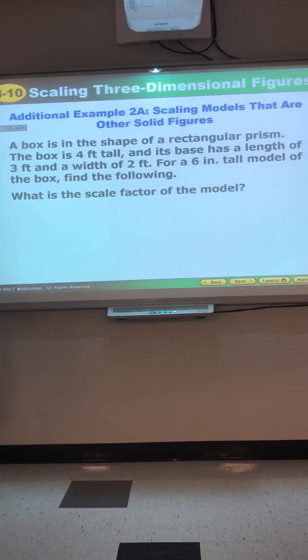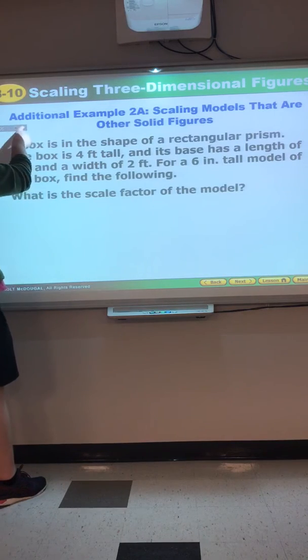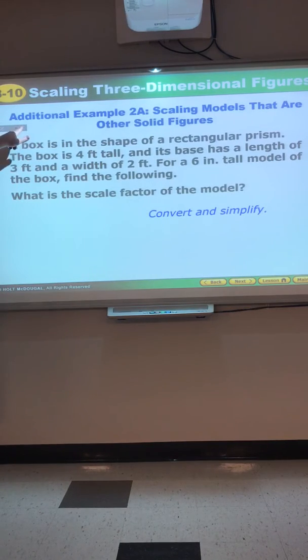Okay. Now, a box. Go ahead and read that for just a second here. A box is the shape of a rectangular prism. The box is 4 feet tall, and its base has a length of 3 feet and a width of 2 feet. For a 6-inch tall model of the box, find the following. What is the scaling factor? So, a 6-inch tall model. The 4 feet went to 6 inches. We have to find what the scaling was. So they're going to take 6 inches and 4 feet.